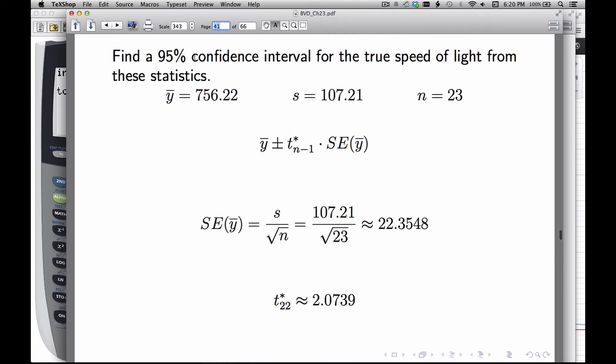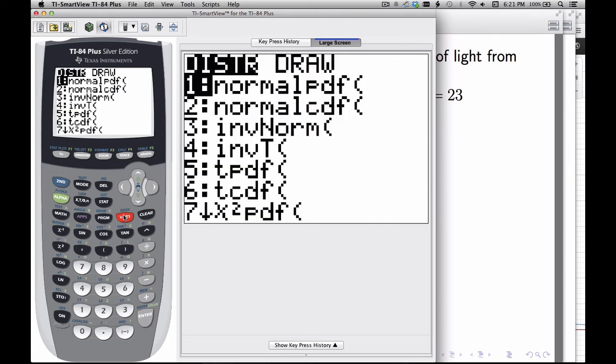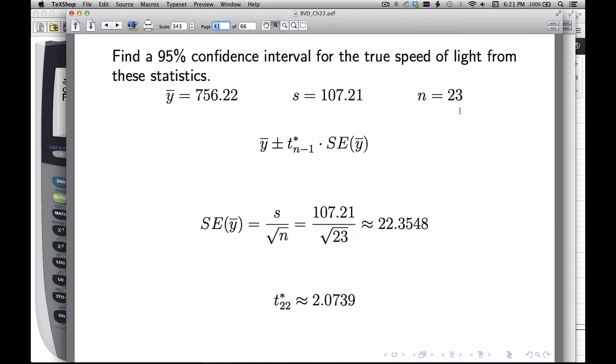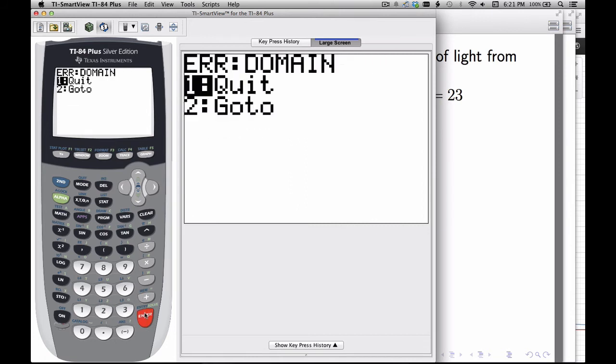Okay, so it's a 95% confidence interval for the true speed of light. So 95% confidence means that we should be looking for an area of 97.5. I'm going to come back here to my distributions, and I'm going from an area to a t value. So I'm looking for a t value. I need to use this inverse function here. The area was 97.5, and the degrees of freedom are n minus 1, so I've got 22 degrees of freedom in this case. Okay, that's what's going into my calculator.